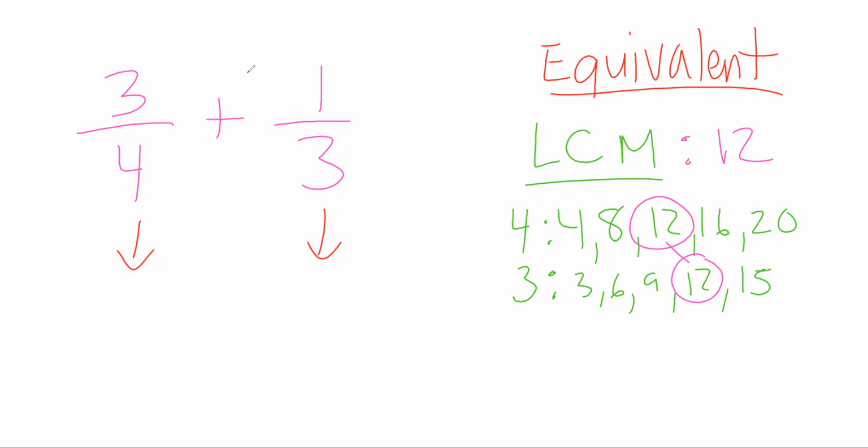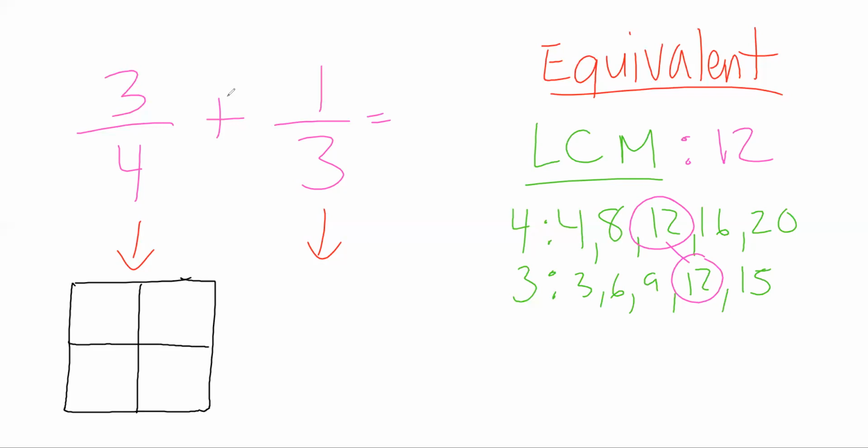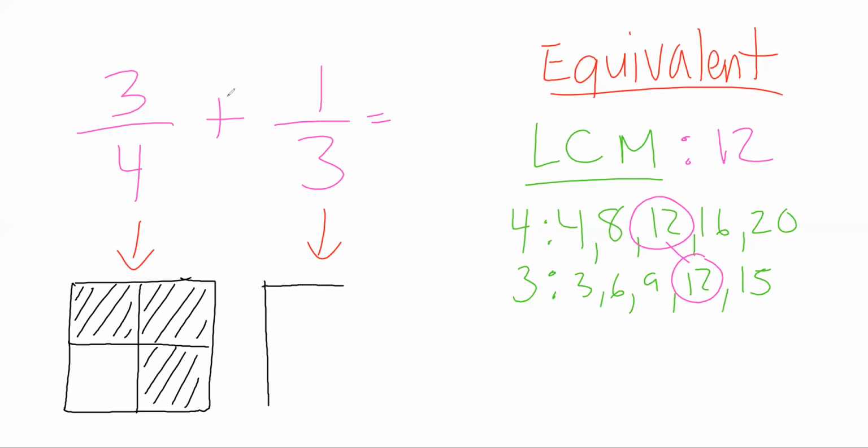So now let's take this to the model to help us do this. One thing we're starting to connect with is that when we make these models, it's a lot like an array. So what I'm going to do is put it into 4 pieces, and then I have 3/4 of it. So I'm going to shade in 1, 2, 3. And then this is going to be thirds. So maybe we'll go this way, and I have 1 of them.